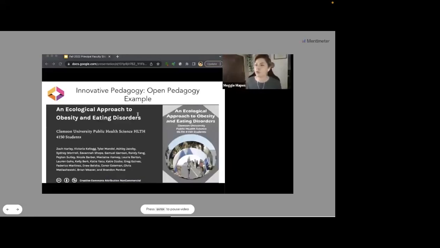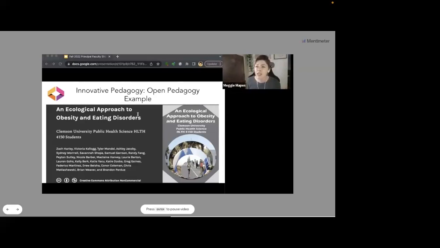Now, if you aren't familiar, open pedagogy is a model where faculty engage students as co-creators of knowledge. So far we've really talked about open textbooks, or creating open textbooks, under the assumption that it is faculty members who are experts in their field, of course, writing the open textbook that becomes distributed. Open pedagogy really says, well, what if we invite students into the co-creation of those materials that we can then make open? So here's one example called Ecological Approach to Obesity and Eating Disorders.